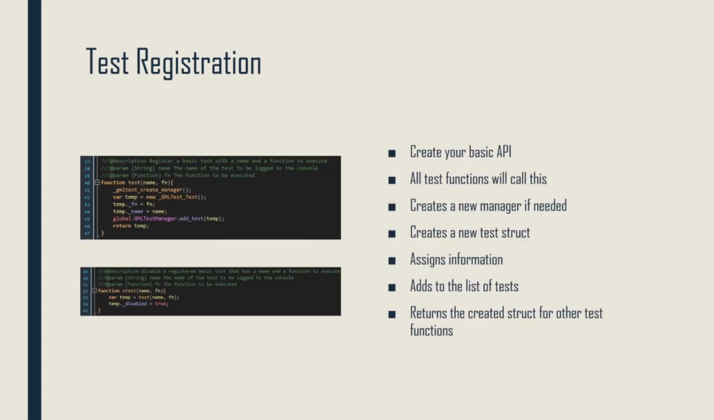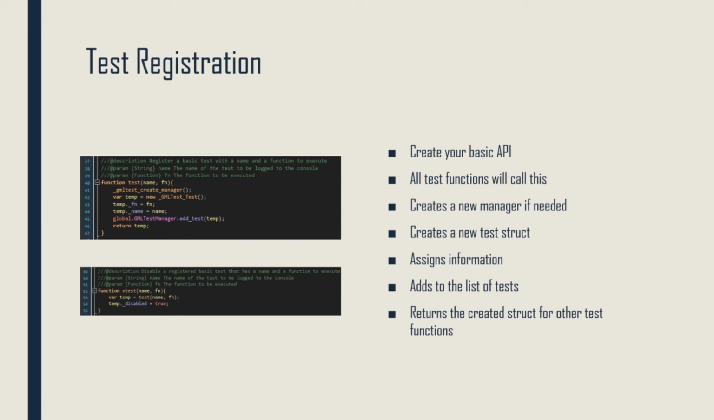So finally, for the test registration, you need to define your API. And defining the API, especially your basic API, is very important because you don't want to change this after the fact. If you can imagine, you've written 800 tests, you're now adding a new feature, you're changing the API. You have to update that everywhere. And if you have other people using your test, they're probably not going to be very happy. So create your basic API and make sure all your test functions call it.